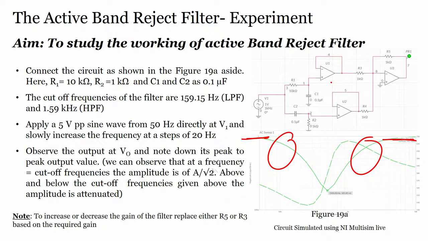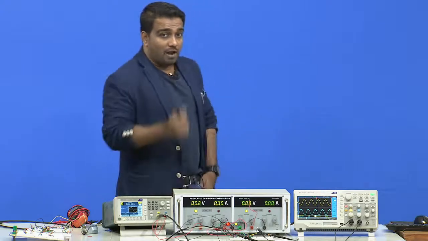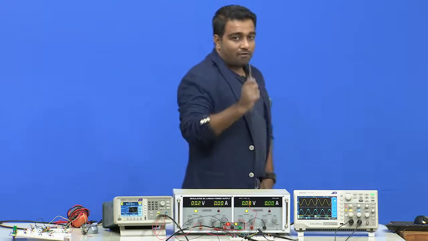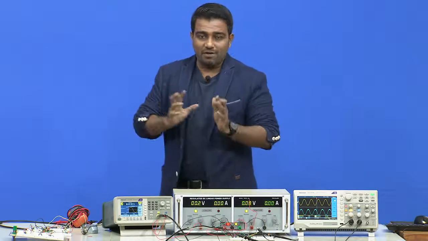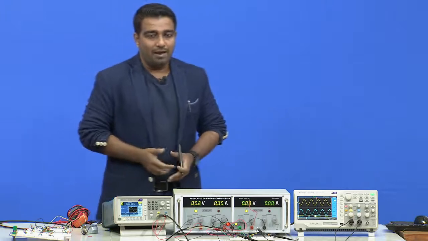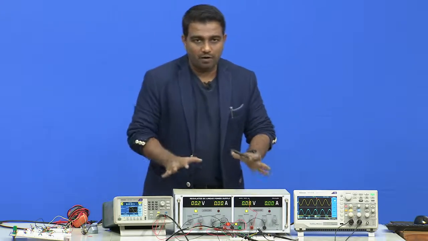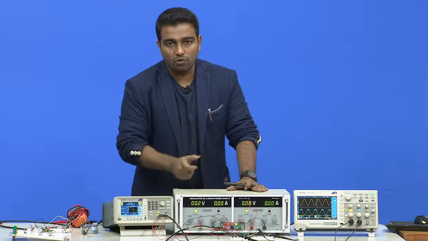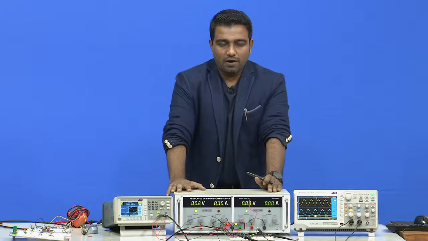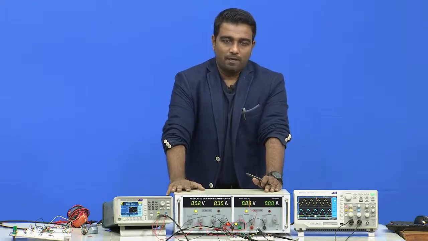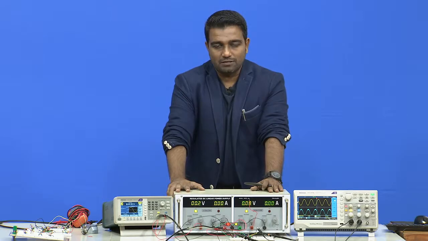So guys, now you know what band reject filters are, what band pass filters are, what high pass filters are, what low pass filters are, what active filters are, and what passive filters are. We have seen all the kinds of filters that I can show you quickly as a part of this particular course, right from low pass to high pass to band pass to band reject, with experiments.